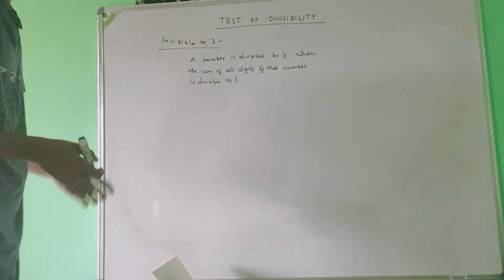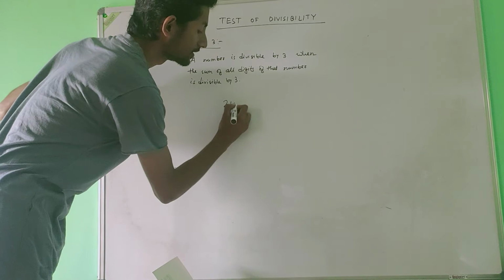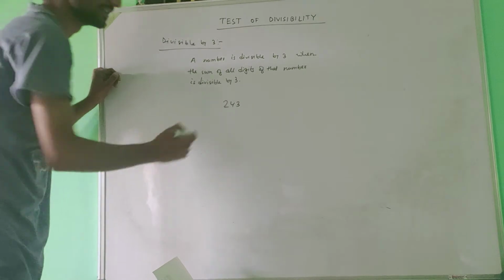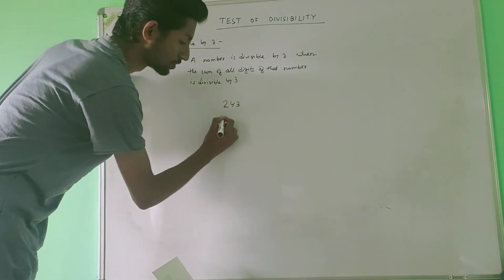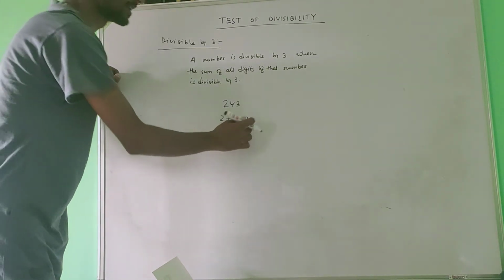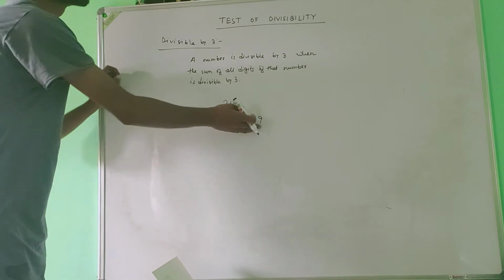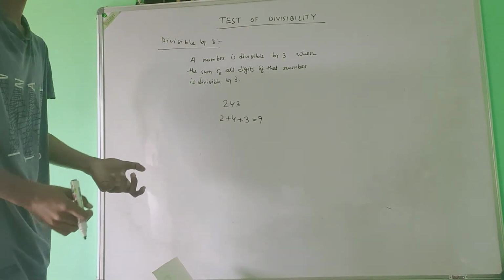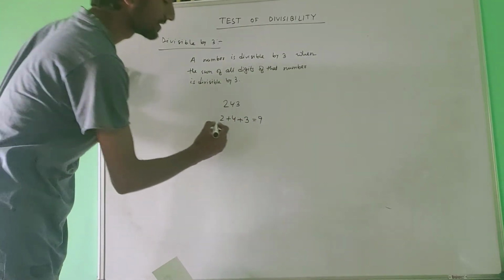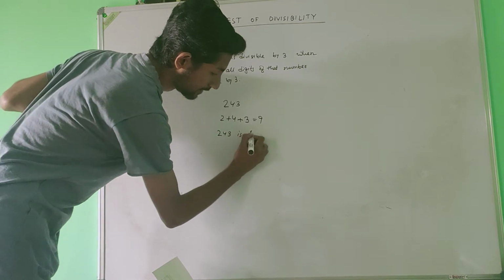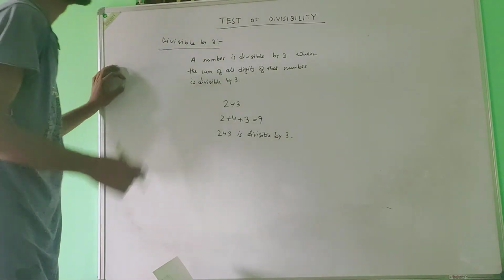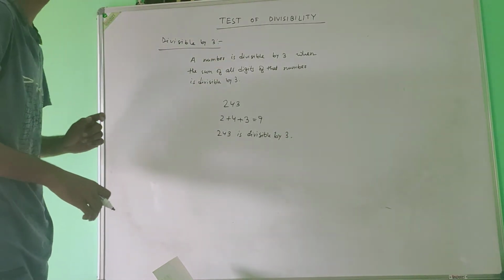Suppose we have the number 243. Add all the digits: 2, 4 and 3. 2 plus 4 is 6, and 6 plus 3 is 9. And 9 is divisible by 3, because 3 threes are 9. So we can say 243 is divisible by 3.